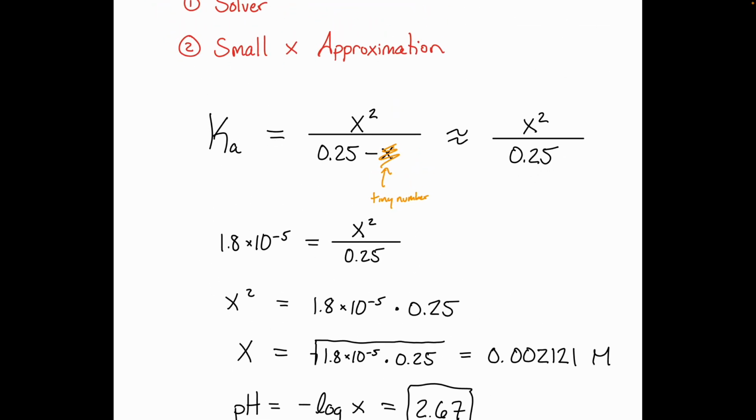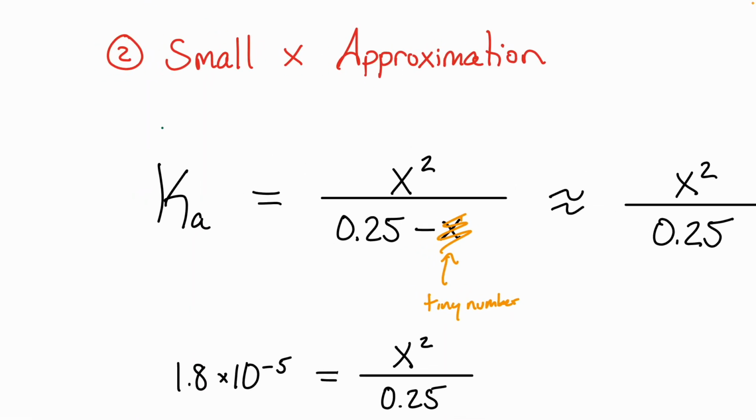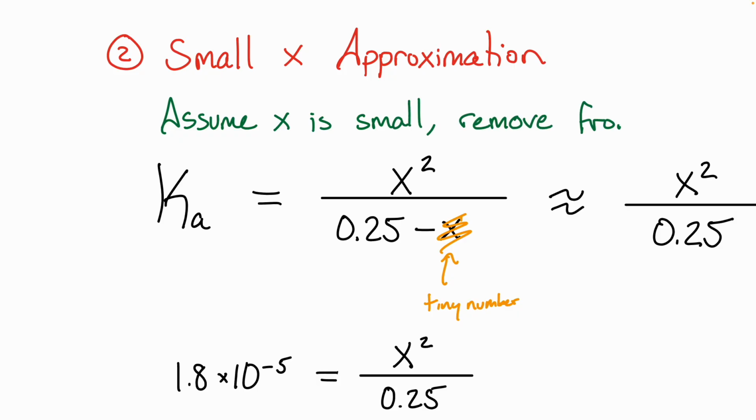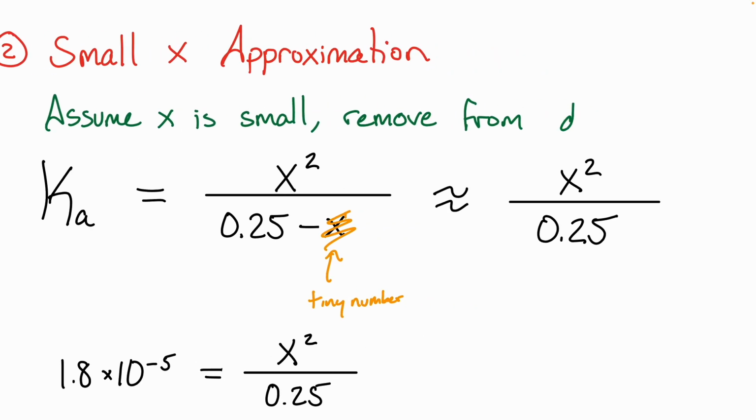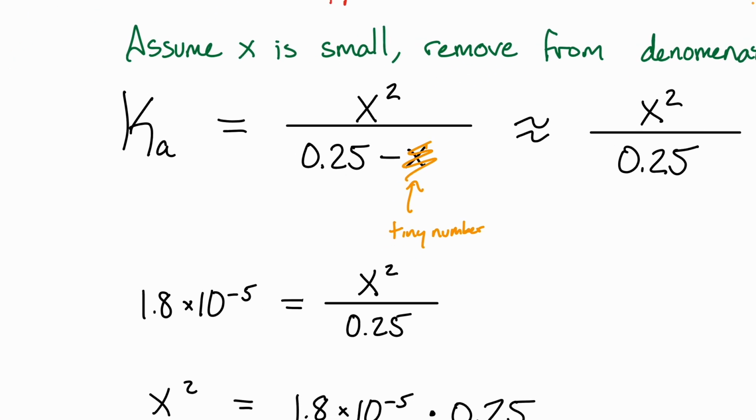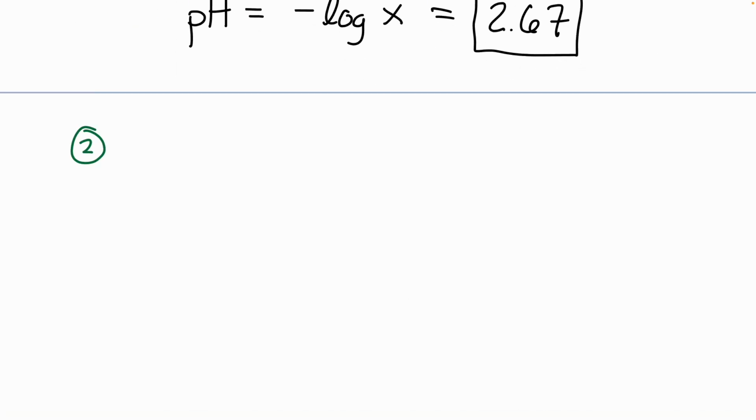All right, so this small x approximation, we can just note we assume x is small and remove it from the denominator. All right, but then we got to double check. We got to double check this small x approximation. All right? And that is, well, so we're going to just say check our small x approx.